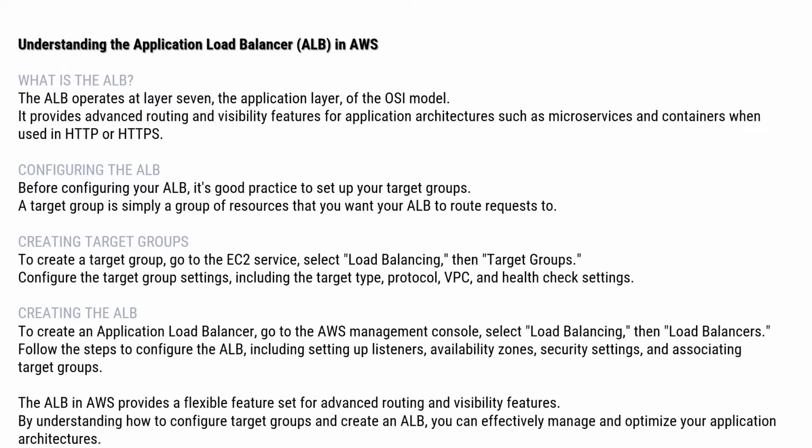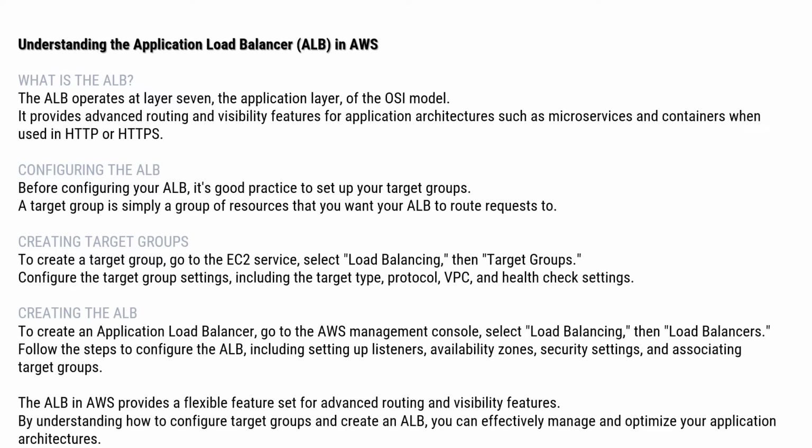To create a target group, go to the EC2 service, select load balancing, then target groups. Configure the target group settings, including the target type, protocol, VPC, and health check settings. To create an application load balancer, go to the AWS Management Console, select Load Balancing, then Load Balancers. Follow the steps to configure the ALB, including setting up listeners, availability zones, security settings, and associating target groups.